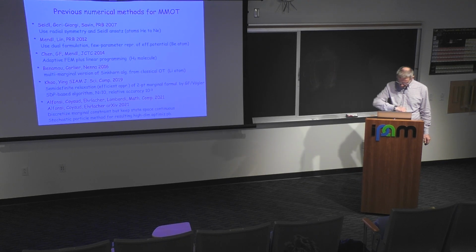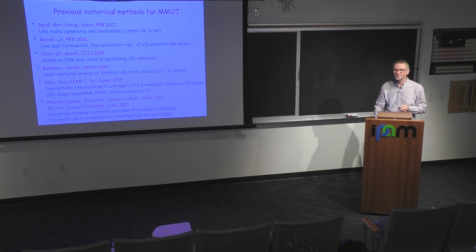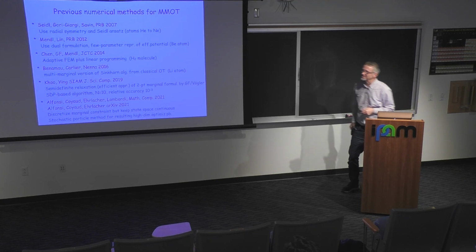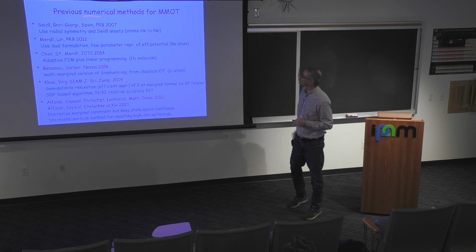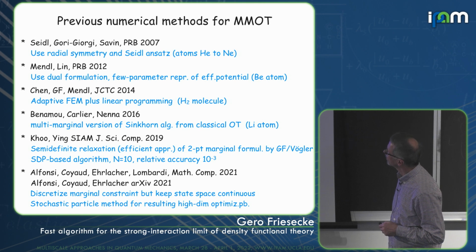And now I come to numerical methods. Previous methods: there are lots of methods, and I hope I didn't leave anyone important out who's in the audience here. Seidel, Gori-Giorgi, and Savin worked out the SCE state and potential for radially symmetric atoms, not all atoms, but the radial atoms from helium to neon.